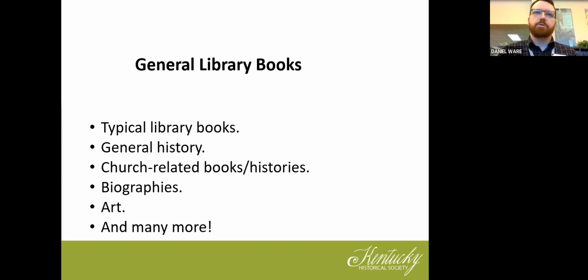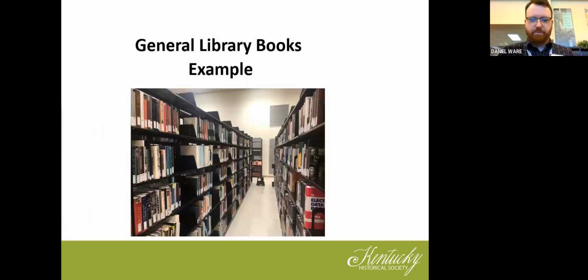There are also biographies. We do have art books, architecture books, and many other books that I could go on and on about, but we'll save a little time. And once again, this is just an idea of what those books look like in our general stacks area.